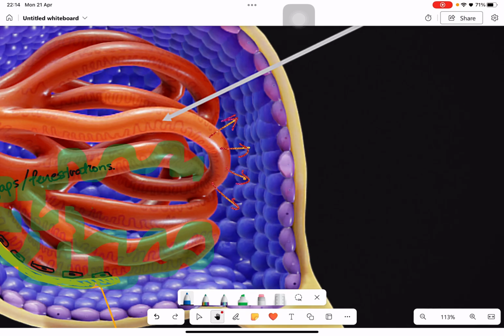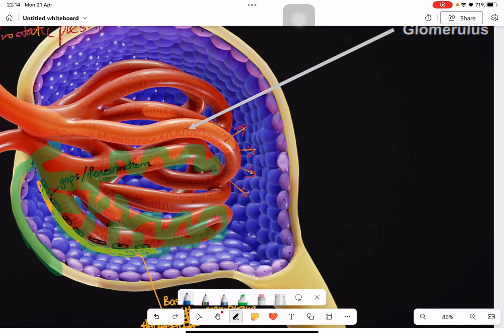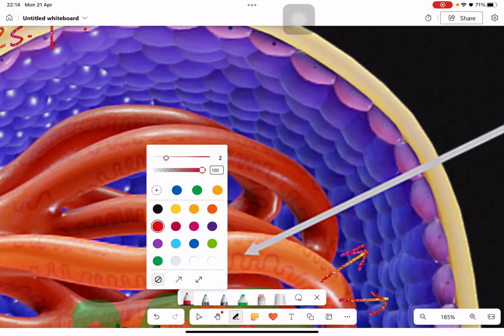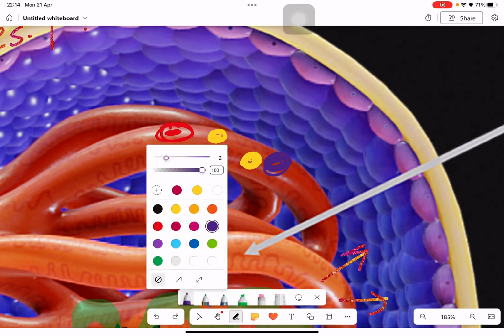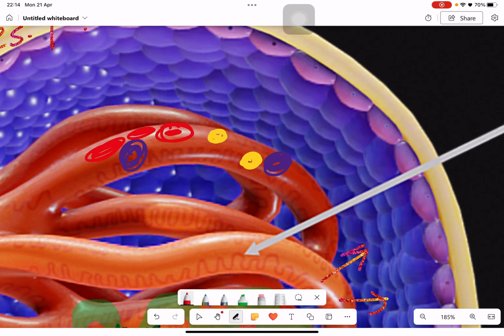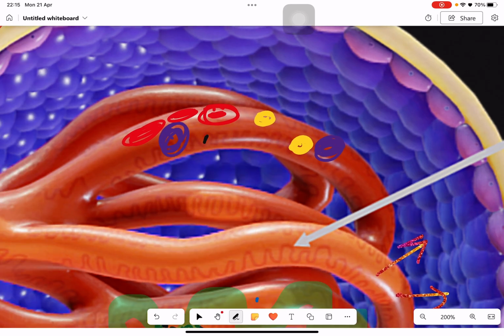But however, you have a problem here. Even though I said the water will be flowing out a lot because of the difference in water potential, also keep in mind that inside the glomerulus we have red blood cells, white blood cells, and also large proteins. This means that we have a lot of solutes, much more large solutes than the Bowman's capsule. So here we have more solutes, and here we have less solutes.